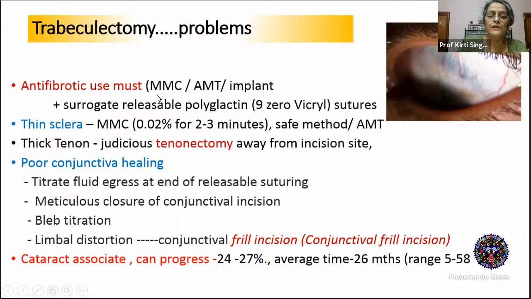Antifibrotic use is a must. You can use mitomycin, amniotic membrane, or implant. In very small children, we don't have GA facility each time. I use surrogate releasable polydactylectin sutures. The sclera is very often thin.